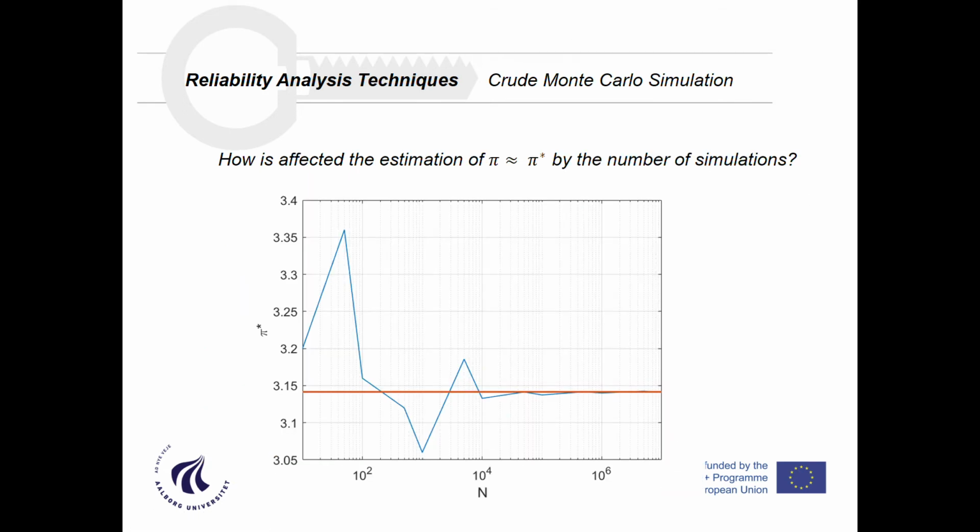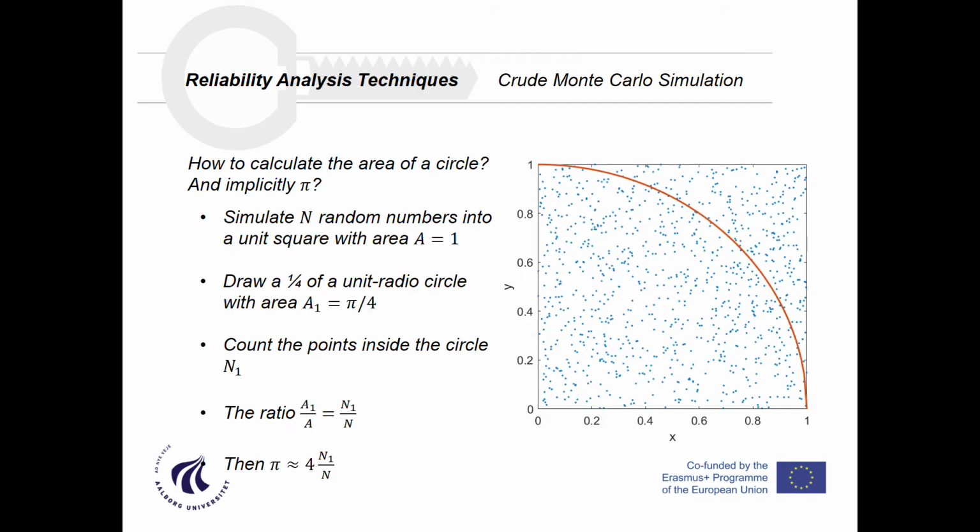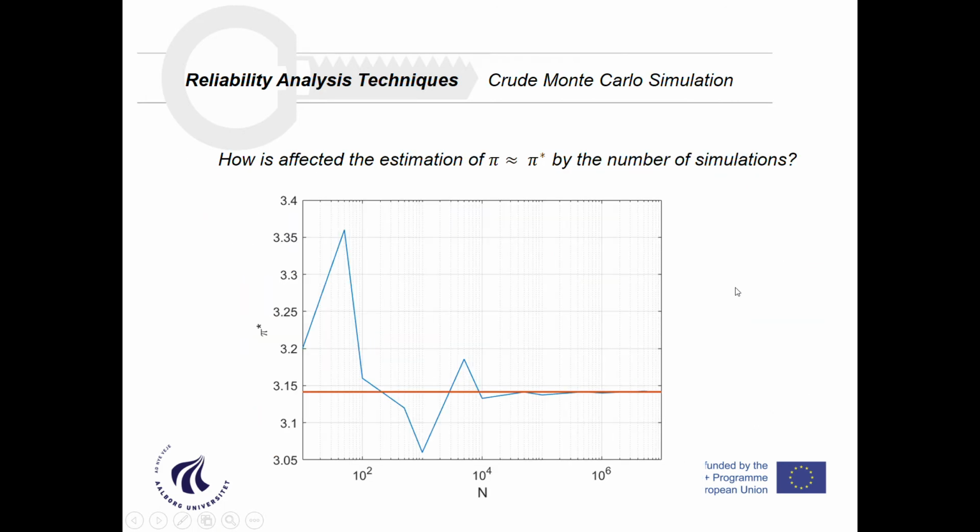So the solution, of course, will depend on how many points we simulate. It's not the same if we simulate 10 points or if we simulate a million, right? Here in this graph we can see how the estimation of pi is affected by the number of simulations. The true value of pi is given by this red line, and on the x-axis we can see how it converges when we start increasing the number of points.